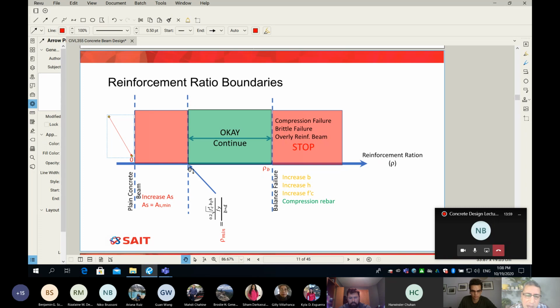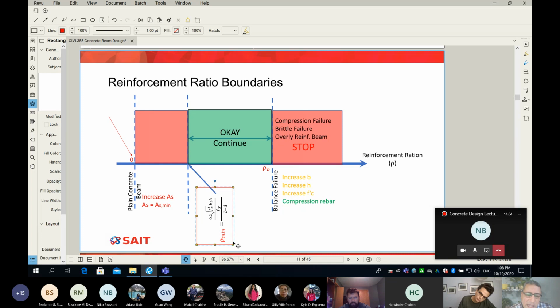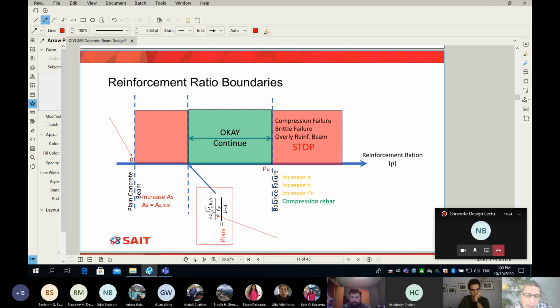Then the code will give you here a minimum. You can see this is the value from the code, where it gives you a minimum reinforcement that you should include in your beam. We cannot add less than the minimum. So what happens if my area of steel is small in this area? All you have to do is push your area of steel to be equal to the As minimum as defined by this equation over there. Anywhere between this point and this point is your work zone. This is okay. Continue. No need to change anything.